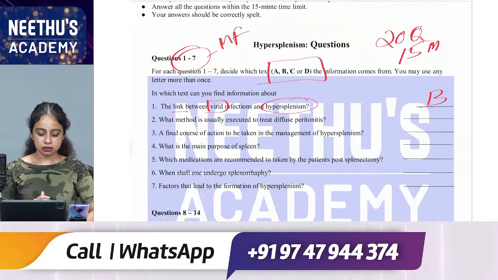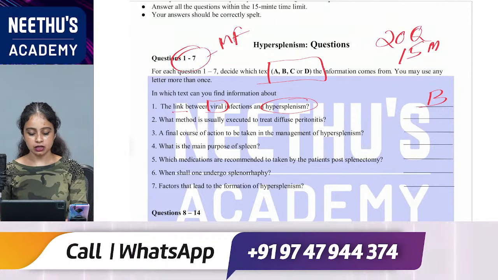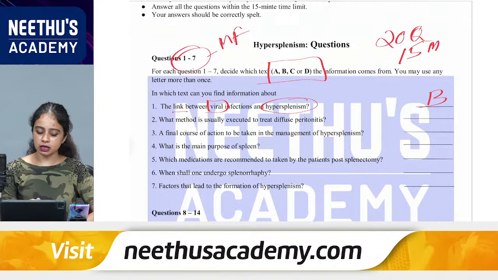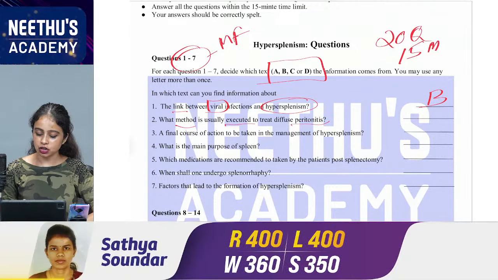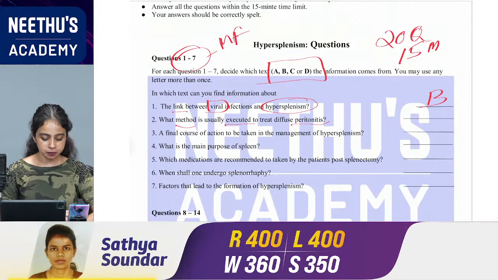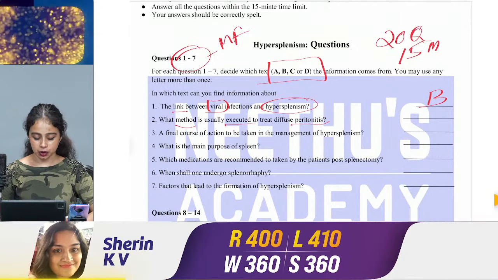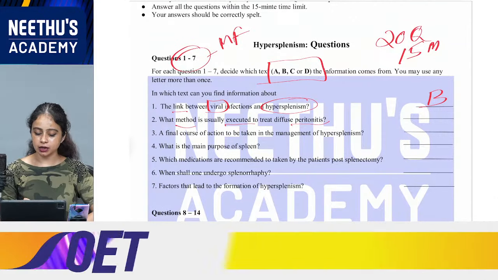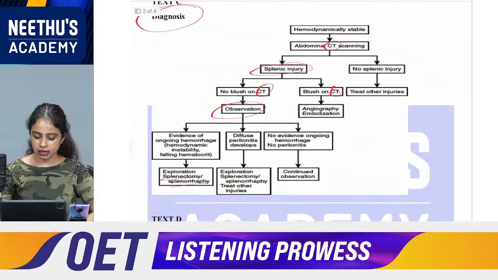Very good. Then the second one. What method is usually executed to treat diffuse peritonitis? So what are the keywords? Method, executed, then peritonitis. So what is your answer? Okay, Jubi, very good, dear. It's text B. Then the second one. So what method is usually executed to treat diffuse peritonitis? So that is from text C.